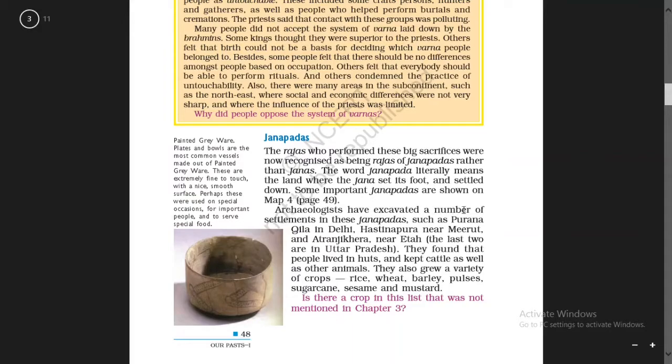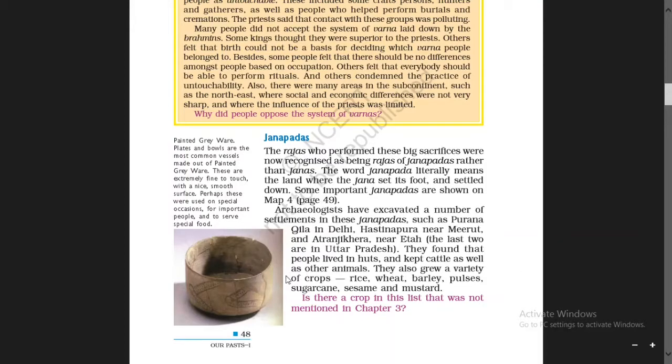Archaeologists have excavated a number of settlements in these janapadas, such as Purana Qila in Delhi, Hastinapur near Meerut, and Atranjikhera near Etah. The last two are in Uttar Pradesh. They found that people lived in huts and kept cattle as well as other animals. Our archaeologists found this about the settlements of these janapadas in different parts of India.